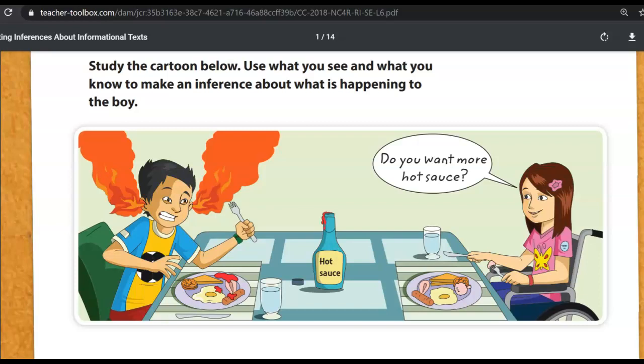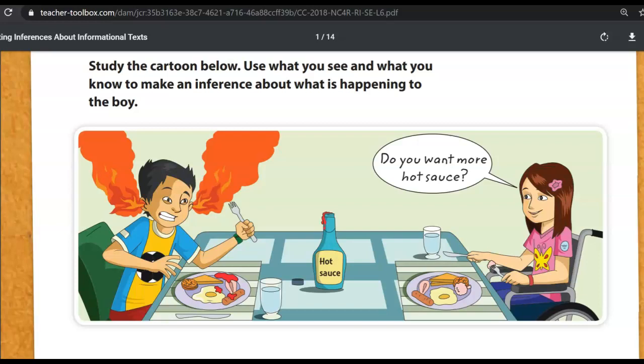Okay, so let's start with the details from the cartoon, or what we can see. There is a bottle of hot sauce on the table, and it looks like some of that hot sauce is already all over the boy's plate. We can also see some smoke and flames coming out of his ears, and looking at his facial expression, he looks pretty uncomfortable to me.